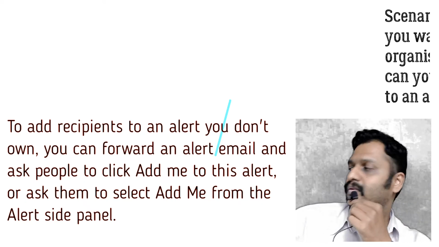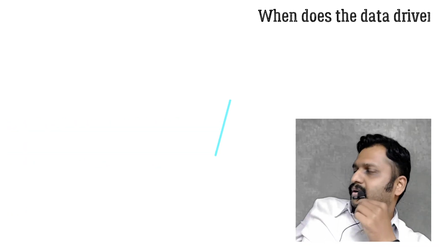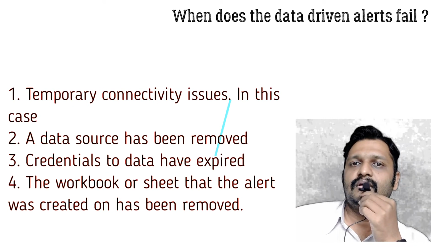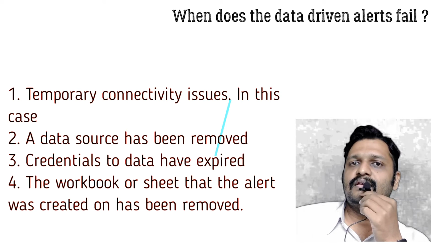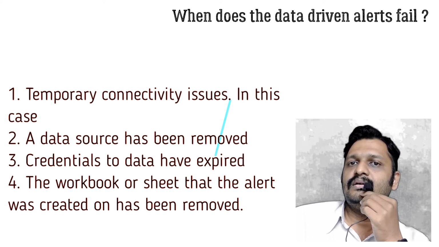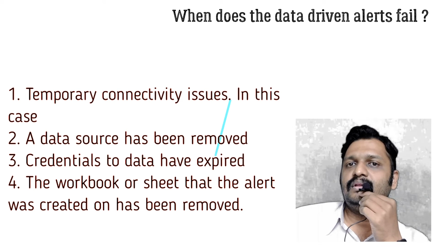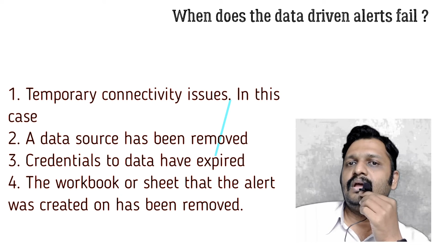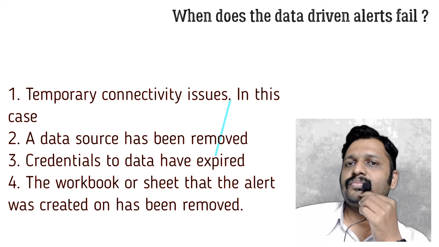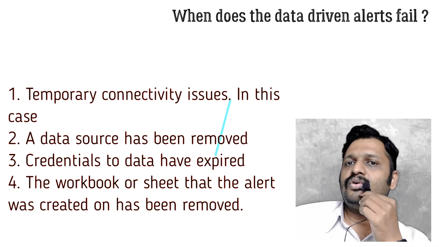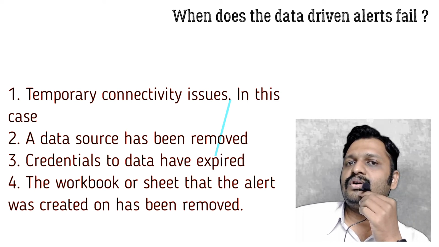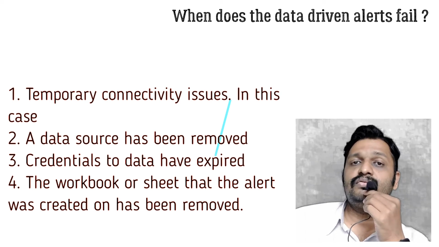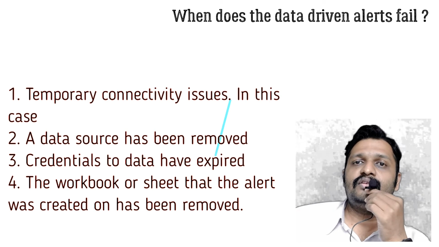Next question, when do data driven alerts fail? There are 4 cases. First, a temporary connection issue. In this case the data driven alerts may fail. Second, a data source has been removed. Third, credentials to data have expired. Fourth, the workbook or a sheet that the alert was created on has been removed. In these 4 cases data driven alerts may fail.